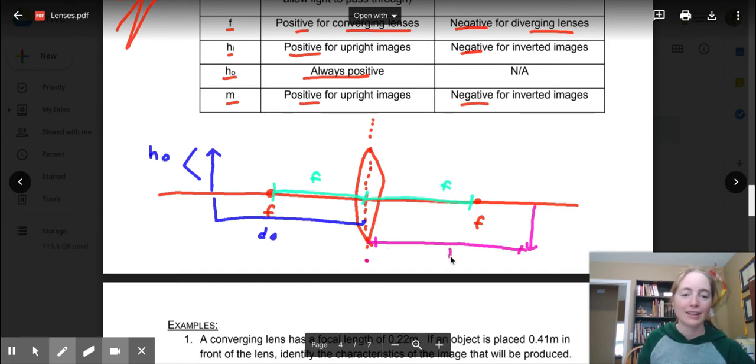Okay, 1 minute. This is the distance of the image and this is the height of the image.